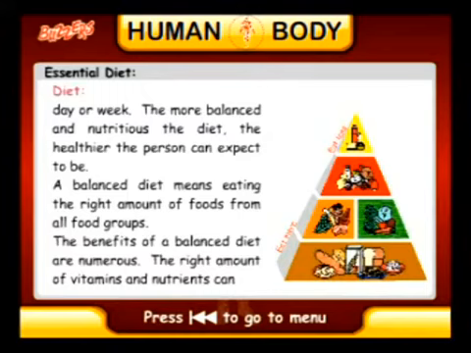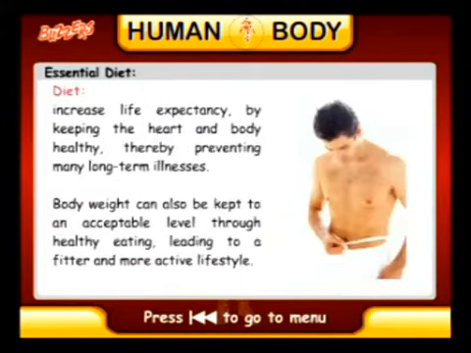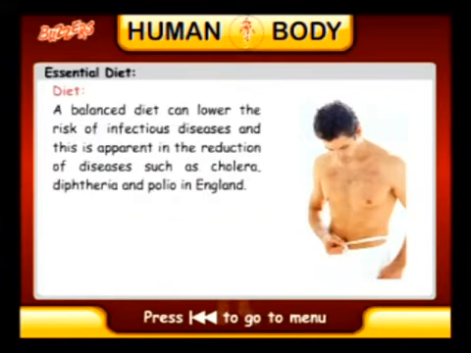The right amount of vitamins and nutrients can increase life expectancy by keeping the heart and body healthy, thereby preventing many long-term illnesses. Body weight can also be kept to an acceptable level through healthy eating, leading to a fitter and more active lifestyle. A balanced diet can lower the risk of infectious diseases, and this is apparent in the reduction of diseases such as cholera, diphtheria and polio in England.